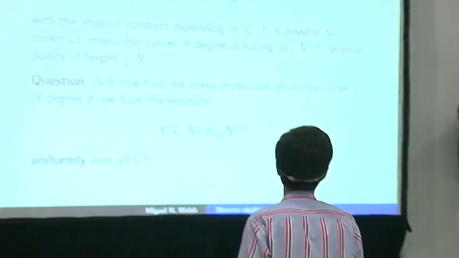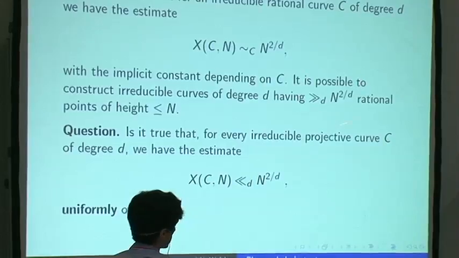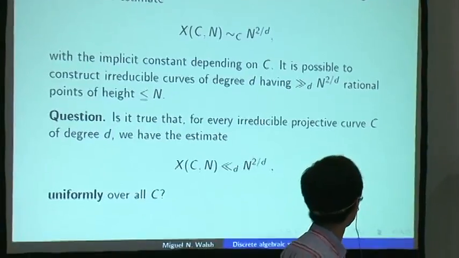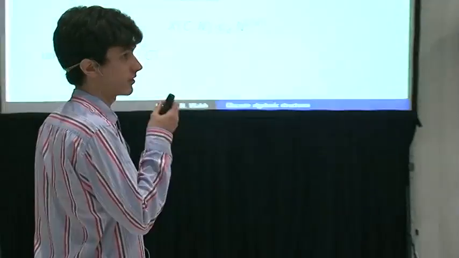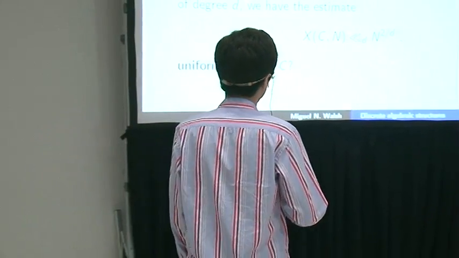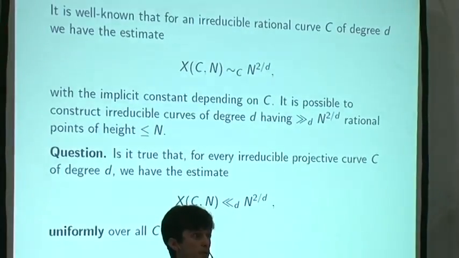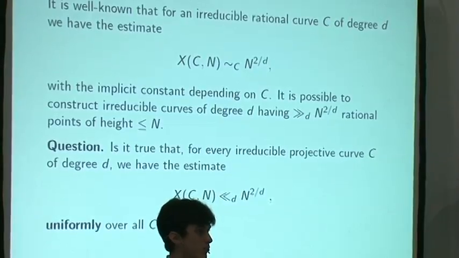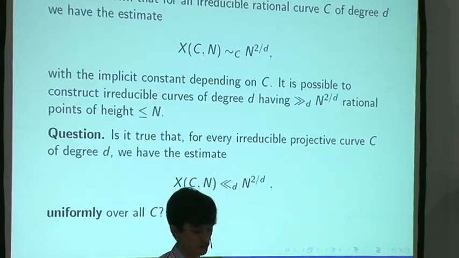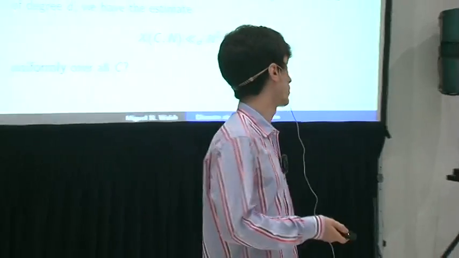So what you want is uniform estimates. This depends on C. You know that you cannot have a uniform estimate that is better than n to the 2 over d because of rational curves. So the question is: is it true that for every irreducible projective curve of degree d, we have this sharp estimate? There are at most a constant times n to the 2 over d points in the curve, uniformly over the choice of curve. So no matter what your curve is, you can have at most a fixed constant times n to the 2 over d points. The answer to the question is yes, and that will be the last result.